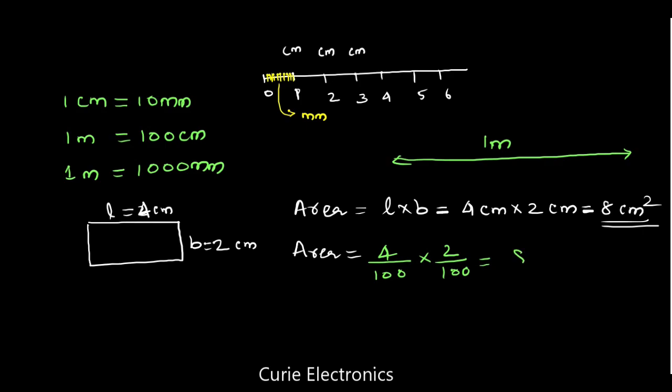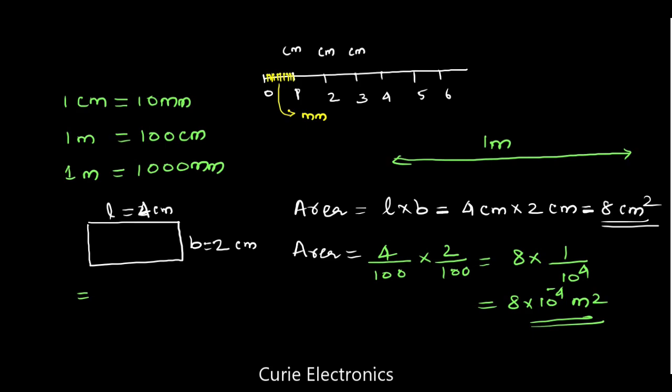So I can write it as 8 multiplied by 1 upon 100, 1 upon 100, 1 upon 100, 1 upon 100, that is 10 to the power 4. That means it is 8 multiplied by 10 to the power minus 4 meter square. Or else, how do I write this? I can write the same thing also.